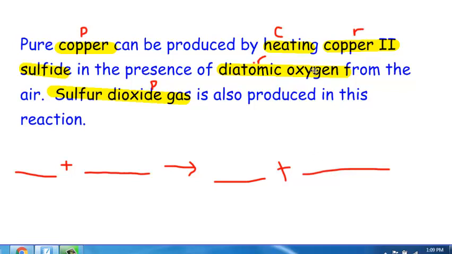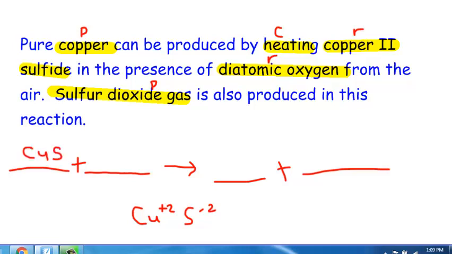Copper 2 sulfide, what category is that going to fit into? It's an ionic compound. So copper 2 means it's positive 2 charge. Sulfide comes from sulfur, that's negative 2. So what will that look like? CuS, because the positive 2 and the negative 2 are going to cancel each other out.